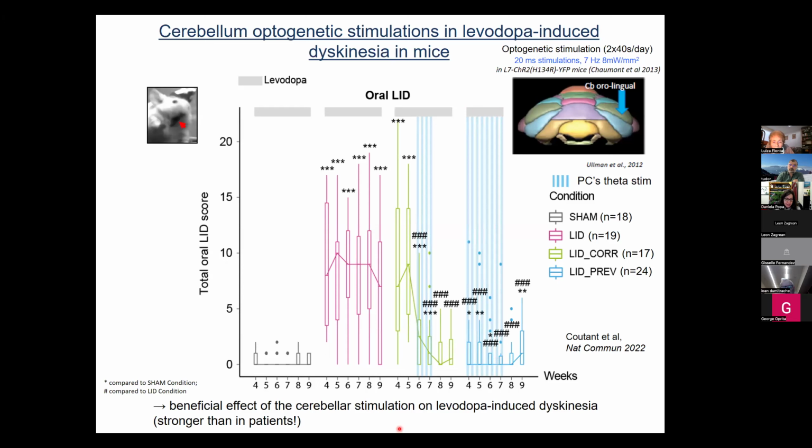So we could see this beneficial effect of cerebellar stimulation on levodopa-induced dyskinesia, and yet stronger than in patients, because we were specifically targeting Purkinje cells and specifically the crus tube, which is the orolingual zone.